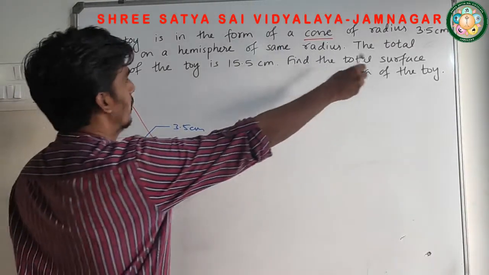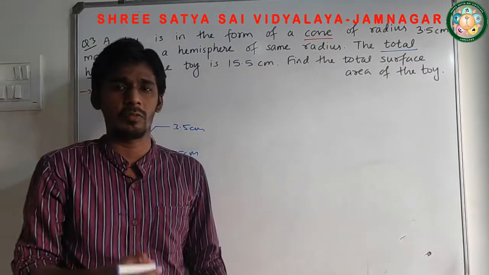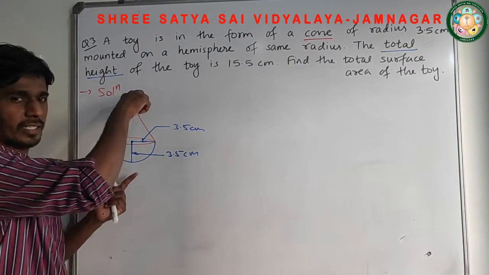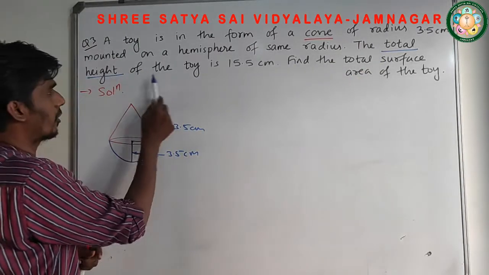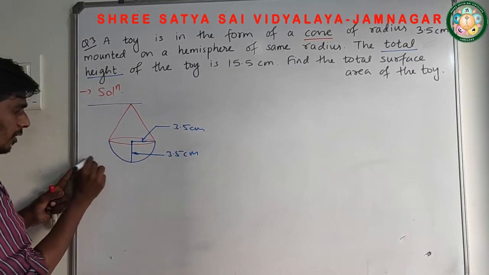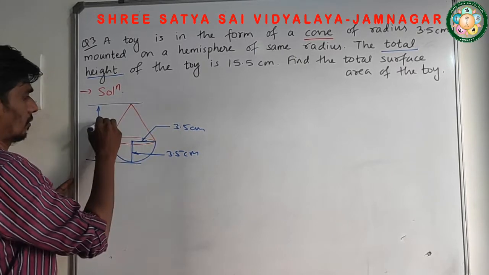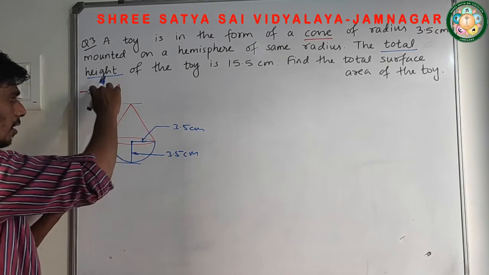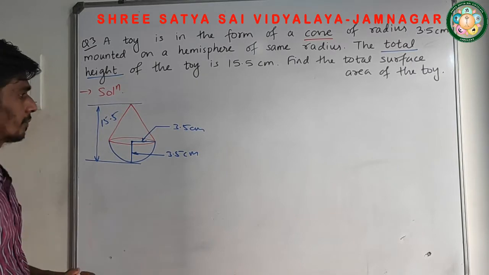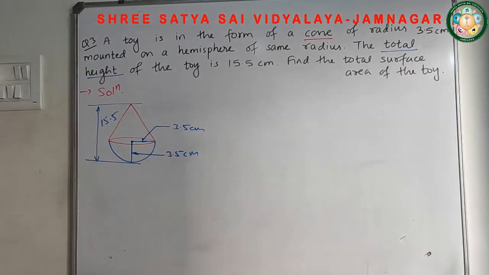Now, the total height of the toy. This statement is very important. Whenever you read the question, it's very important to check whether they have given the height of the cone or the height of the whole solid or vessel. But here they mention total height of the toy. Means it includes from the top of the cone to this one. This is given as 15.5. So from this total height, I have to find the height of the cone, and from that we can use the formula.